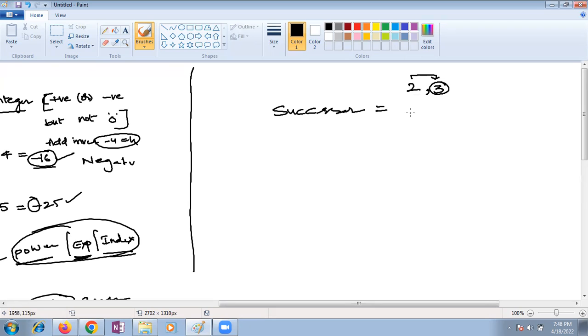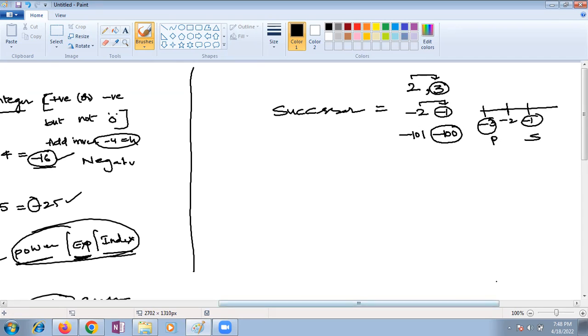Suppose the successor of minus 2 is minus 1. Why? Because on the number line, to the right side of minus 2 you have only minus 1. If you go to the left side, it is minus 3, which is the predecessor. This is the successor of minus 2. They're asking about minus 101. What is the successor of minus 101? Minus 100. Very good.